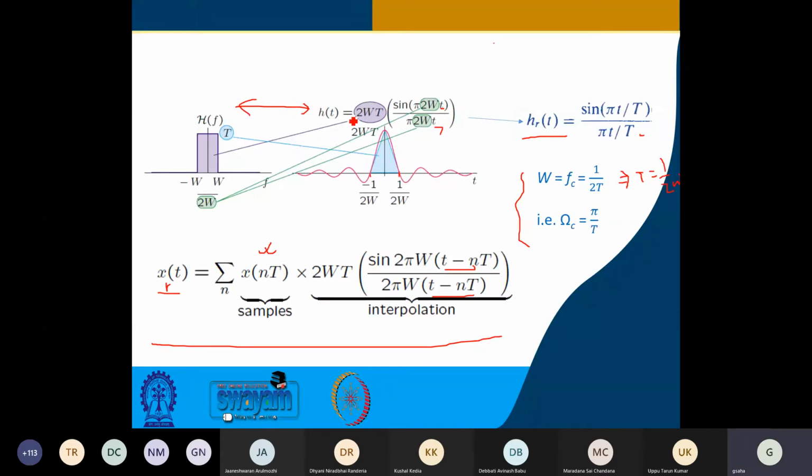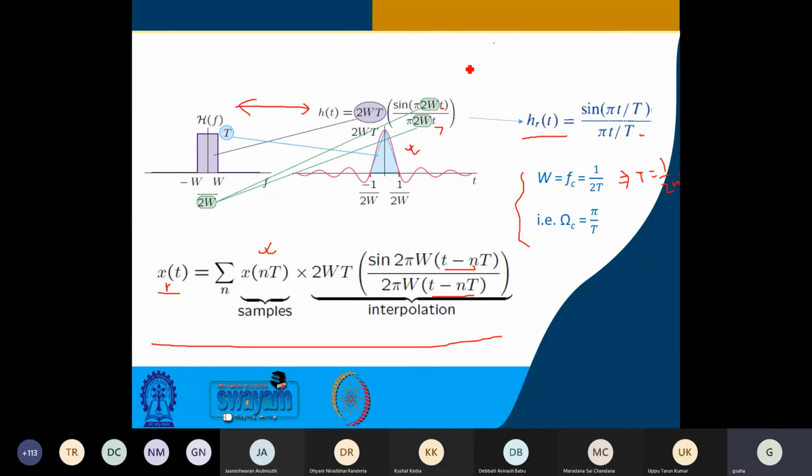Next is x1, n equal to 1. So this will be t minus capital T, and this is also t minus capital T. So whatever sinc function you had seen here, what will happen to that? Can I get an audio response?